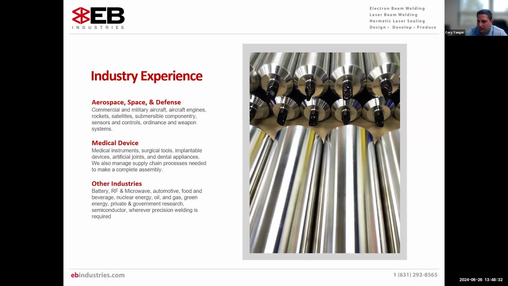Now, a couple of other industries that we also support are things like alternative energy, batteries, automotive, oil and gas, research and universities, semiconductor, and several other industries that we support.